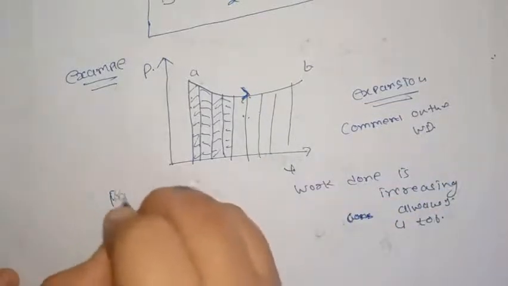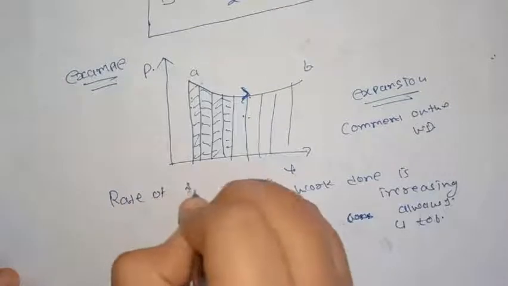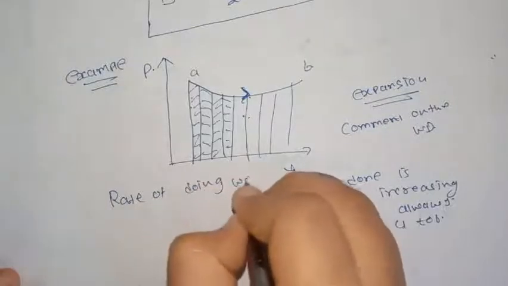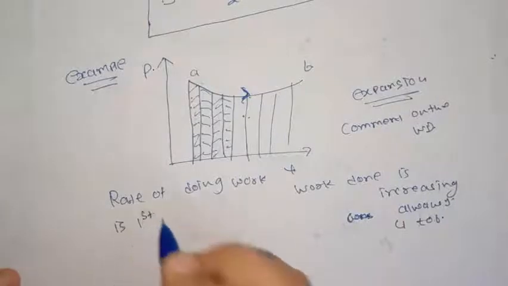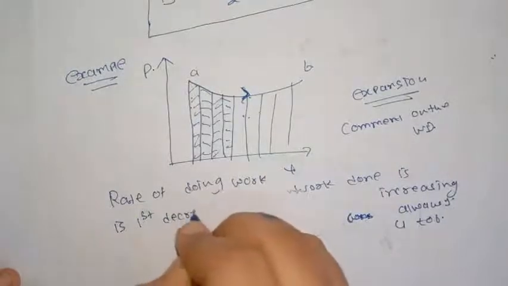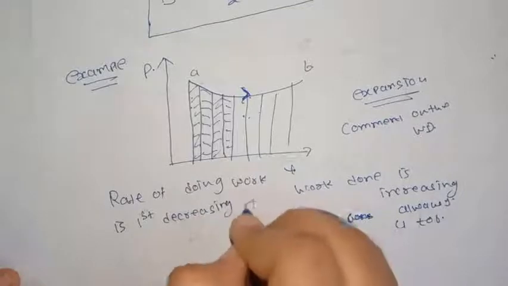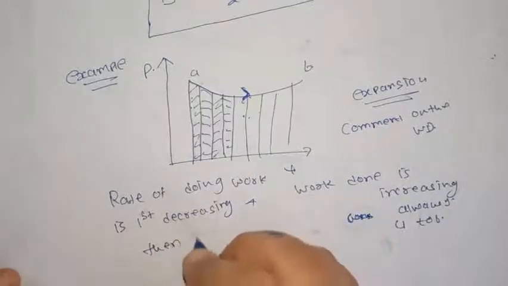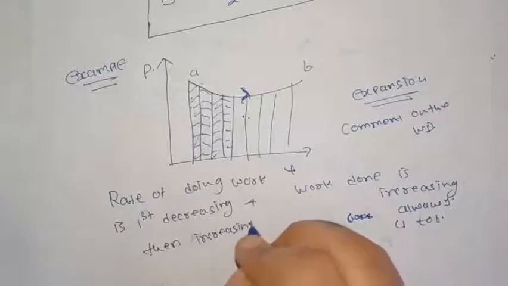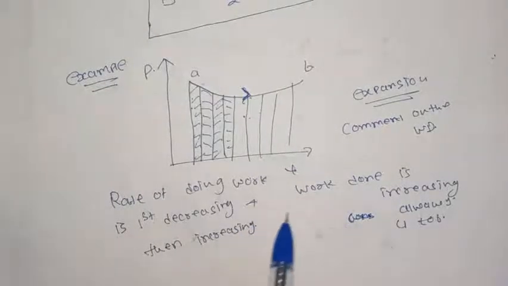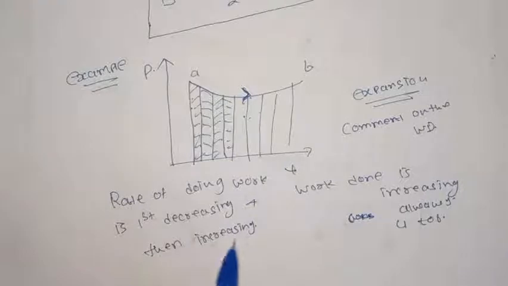So the rate of doing work is first decreasing and then it is increasing. Here remember, work is always added, so work is not decreasing or increasing. The rate of doing work is first decreasing and then increasing.